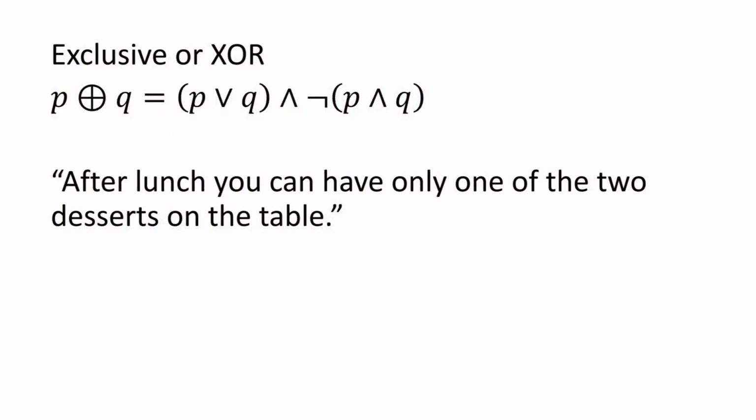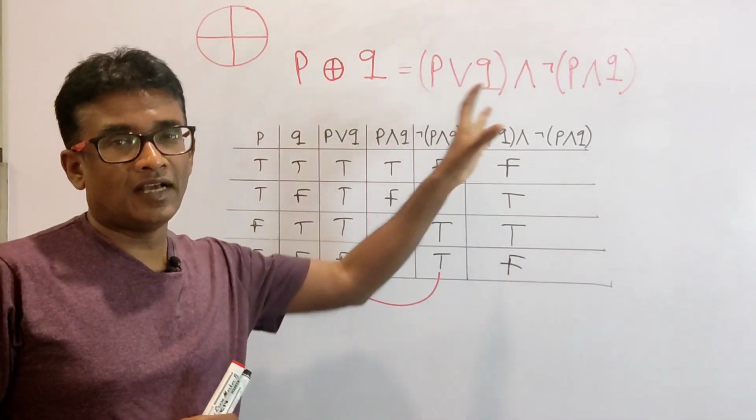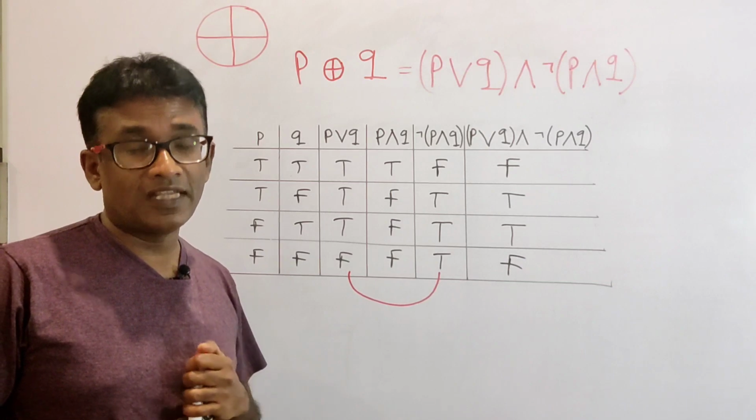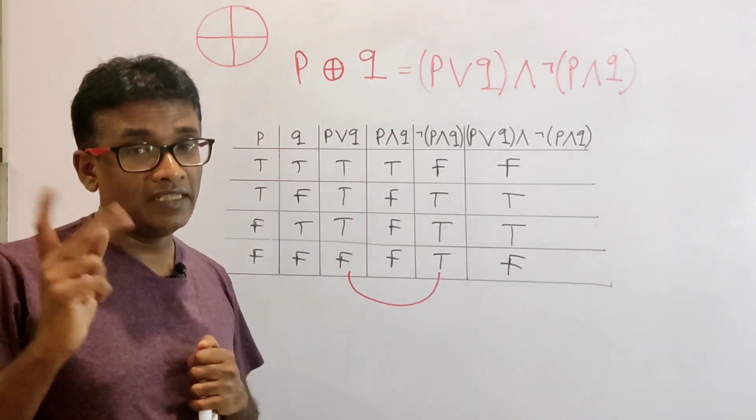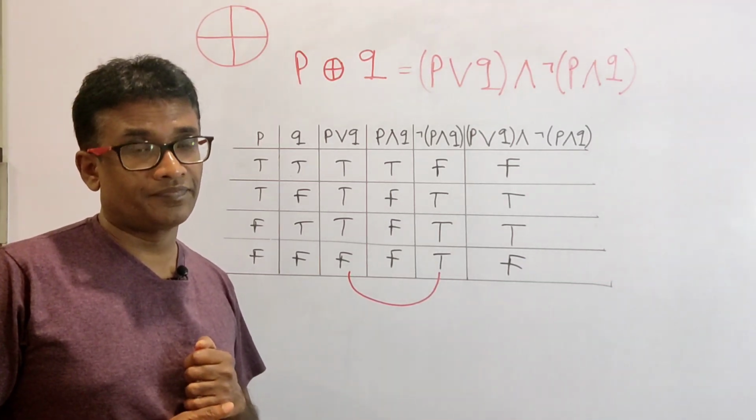Look at this example. After lunch, you can have only one of the 2 desserts on the table. Here, you are given the free choice to have any of the 2 desserts on the table, but not both. This is what is meant by exclusive OR. Now, this is the 6th type of compound propositions that we talked about in the 2nd video.